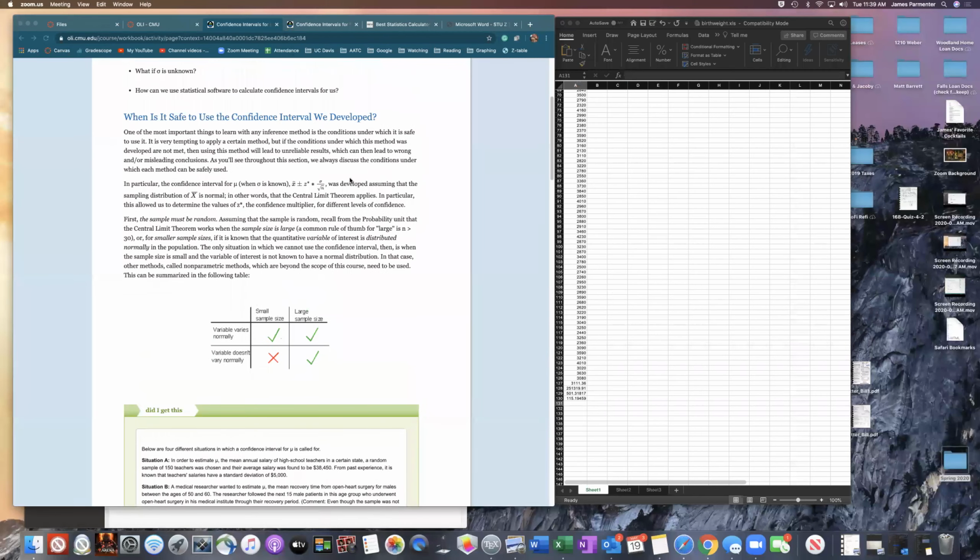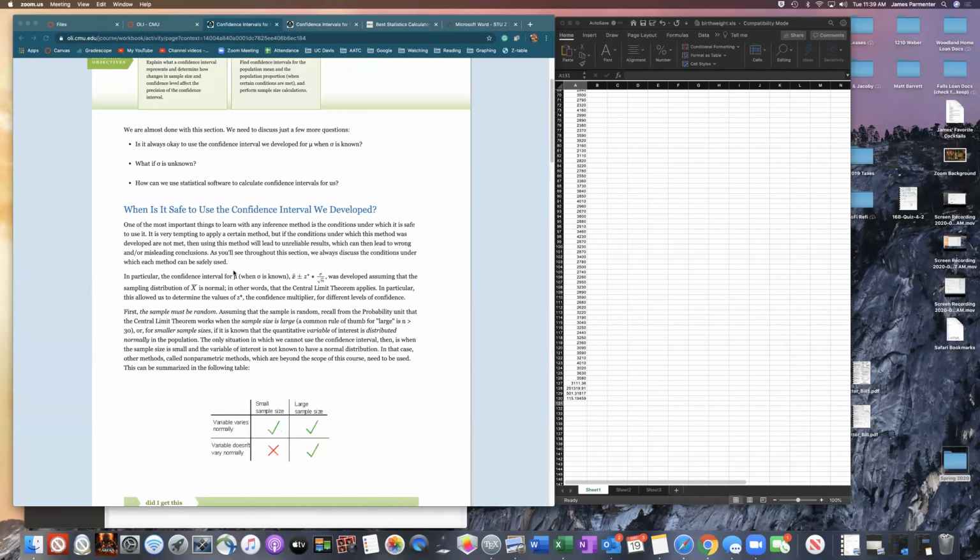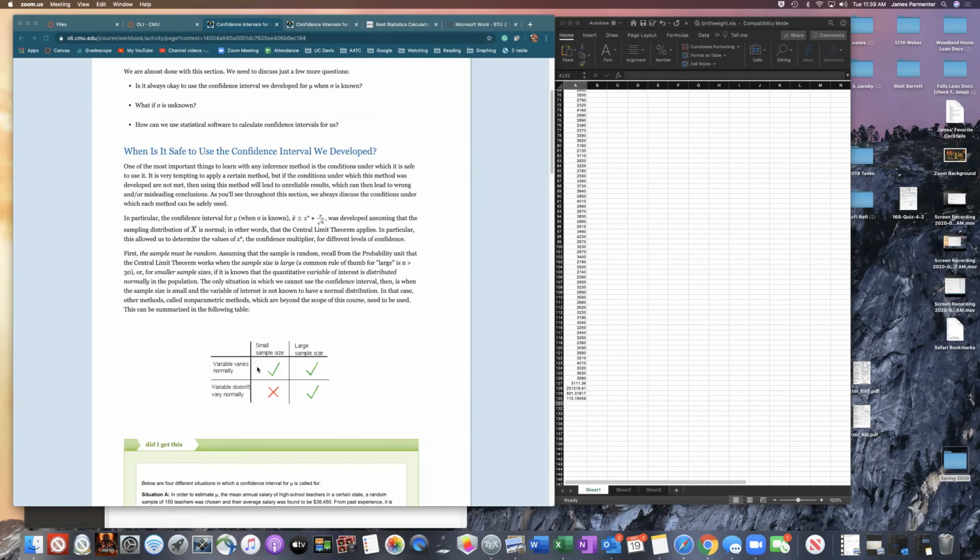So I thought this was actually pretty important. When is it safe to use the confidence interval we developed? These are the times we use it. If you know you have a normal distribution, then that's perfectly fine. You can totally use the confidence interval with the z-score as you would.